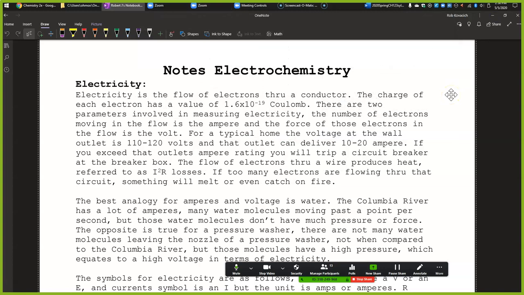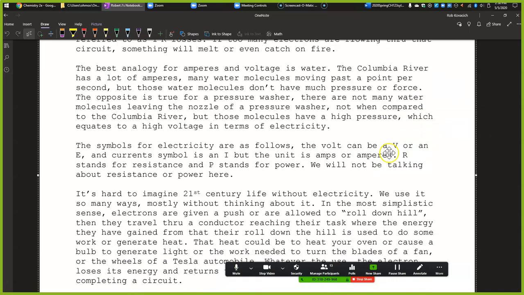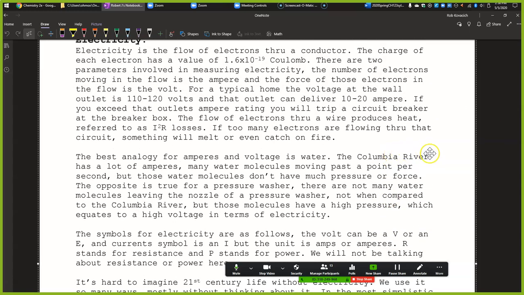Okay, so last class we were talking about electrochem, and we ended talking about analogies between electricity and water. The pressure being the voltage and the amount of flow or amperage being more like the size of the pipe. The Columbia River has a huge amperage, but a very low voltage, and a pressure washer has a very low amperage, but a very high voltage. So both of those can be modified depending on what your situation is.